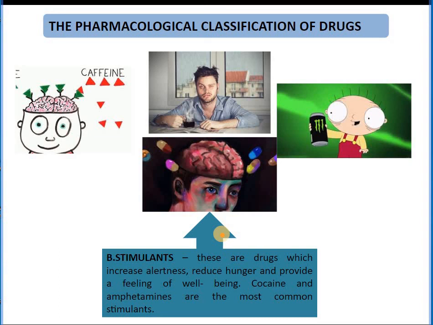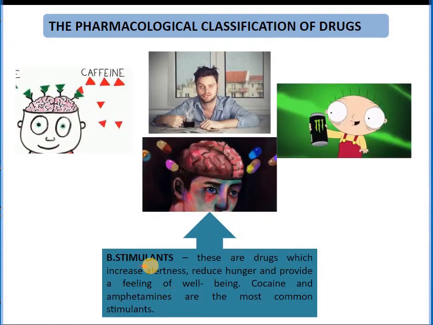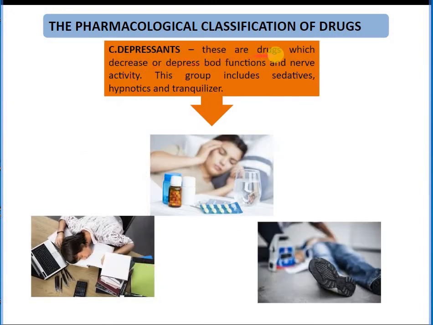Next, we have depressants. It's the opposite of stimulants. Stimulants increase your alertness, reduce your hunger, and you don't feel tired. Depressants decrease or depress your body functions. They make you sleepy, make you weak, or whatsoever. This group includes sedatives, hypnotics, and tranquilizers. Those are what we call depressants.